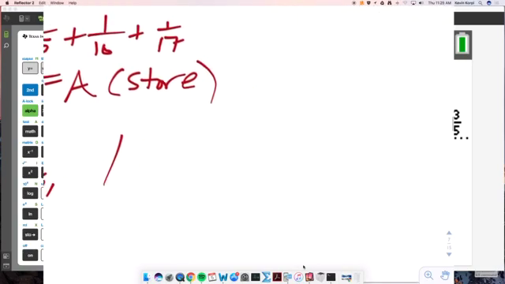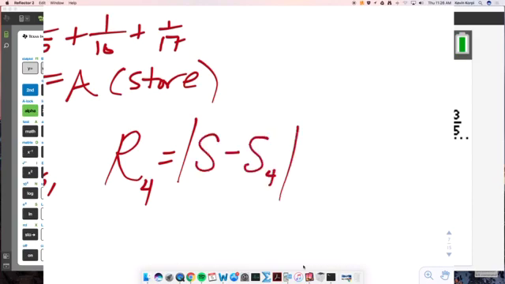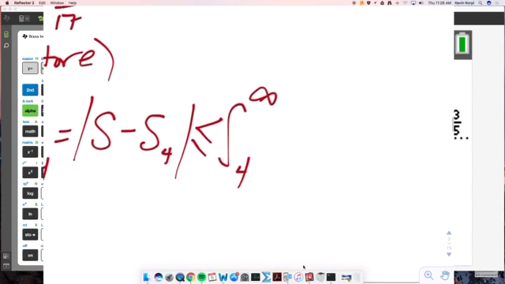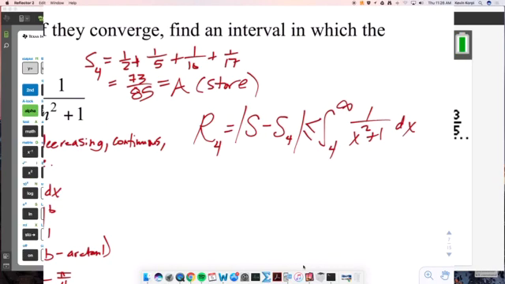The remainder from using 4 terms as a sum is equal to S minus S sub 4, right? But we don't know what that is. So we do know an upper bound. That is going to be less than or equal to the integral now from 4 to infinity of 1 over x squared plus 1 dx. All right, so there it is.